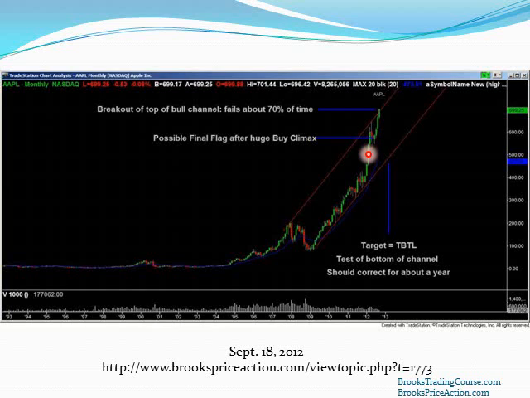Usually, maybe 2/3 of the time, 70% of the time, if the market breaks out of the top of a bull channel or out of the bottom of a bear channel, it reverses within about 5 bars or so.